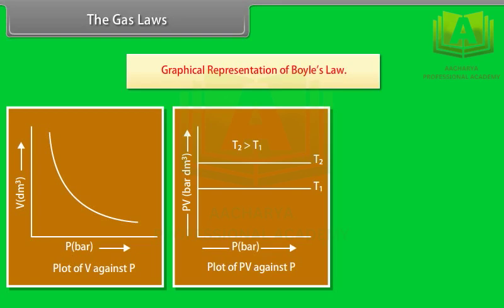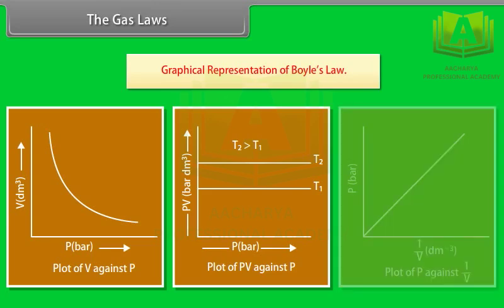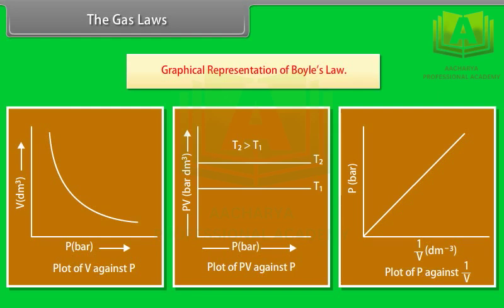The curve obtained by plotting PV against P at a particular temperature is called an isotherm. The higher curve corresponds to a higher temperature. It shows the variation of P against 1 by V. The straight line indicates that 1 by V regularly increases with the increase in P.